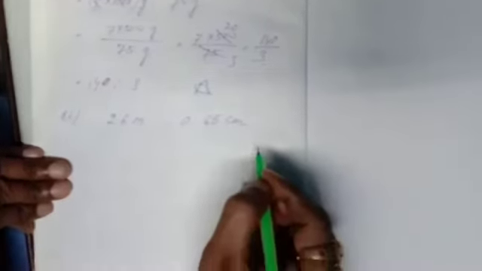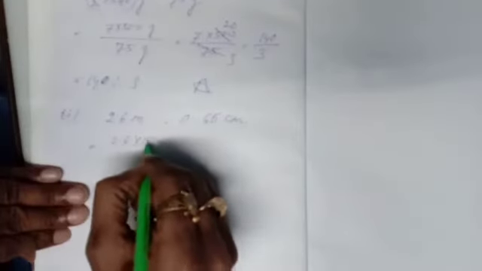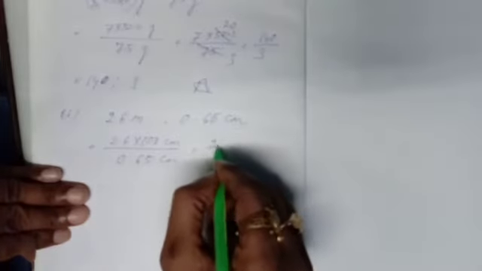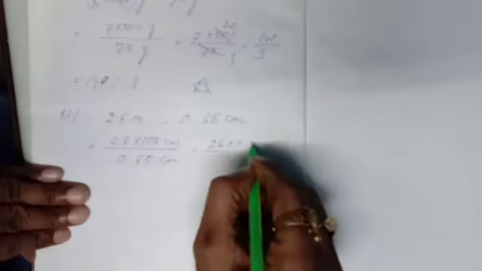2.6 meter is to 0.65 centimeter. You have to convert to the same unit first of all. 2.6 meter means 2.6 into 100 because 1 meter equals 100 centimeters. And here 0.65 centimeter, so both the centimeters will be cancelled out. If you multiply, how much will it come? 260. And this is 65 by 100. 100 you have to write on the bottom.